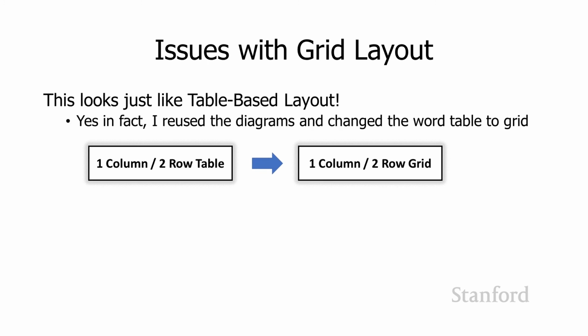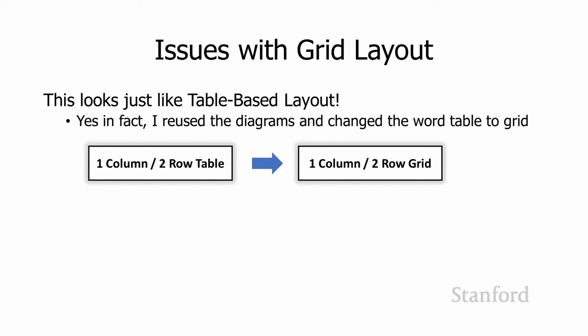And in fact, I was overjoyed about this part of the drawings because I did not have to redraw anything for the grid-based layout. I just took the table-based layout drawings and I replaced the word table with grid. So 1 column, 2 row table becomes 1 column, 2 row grid. So we started off with the table layout way back when, and are we back to the same thing as we started with? Well, here's the thing.